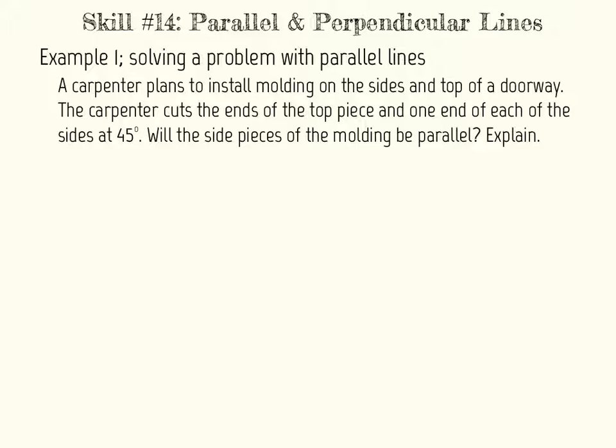Explain why. So what we're going to do is think about what this is going to look like. We're going to have a door that's at a 45 degree angle here, and then at a 45 degree angle on the top side. So that means we have 45 and 45. If we add those together, we get a 90 degree angle on each side. Because it's perpendicular on each side, it means that the two sides will be parallel to each other.